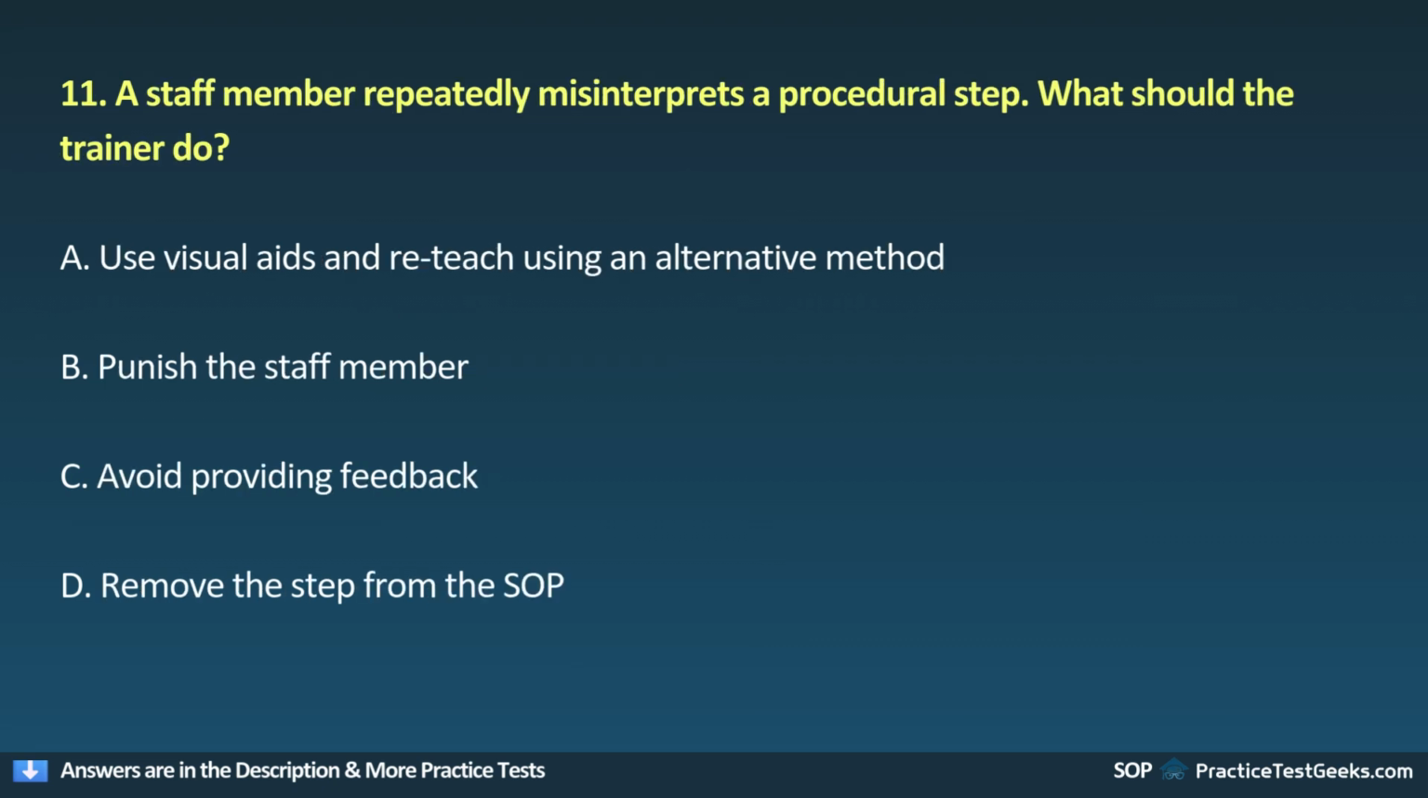11. A staff member repeatedly misinterprets a procedural step. What should the trainer do? A. Use visual aids and reteach using an alternative method. B. Punish the staff member. C. Avoid providing feedback. D. Remove the step from the SOP.